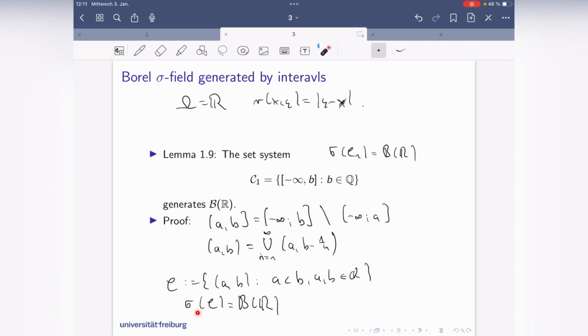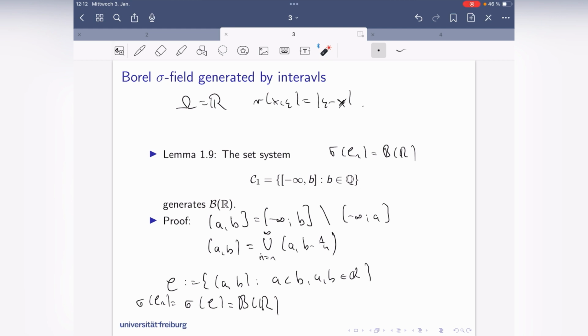But sigma of C, on the other hand, is also just the same as sigma of C1. Because as we saw, from C1 I can generate all sets in C, and the other way around, from C I can generate all sets in C1, such that the sigma algebras of the two generators must coincide. So I have proved what I wanted, and that's all for today.